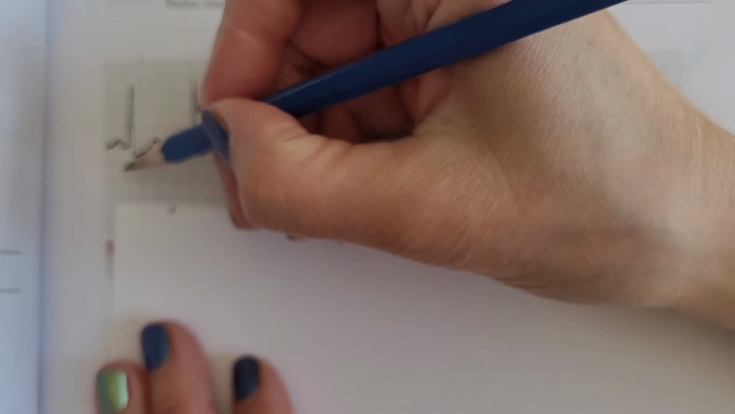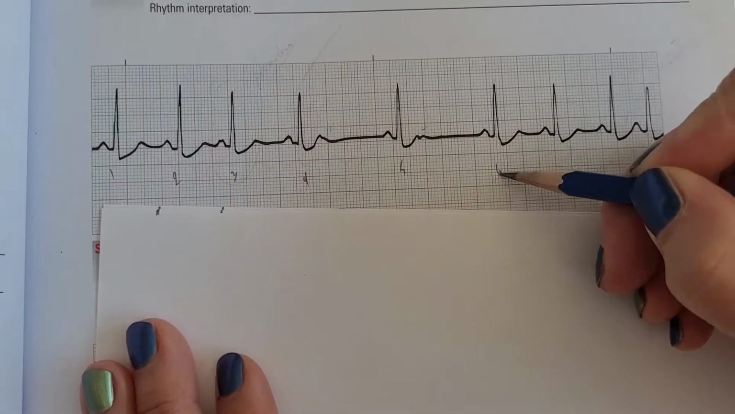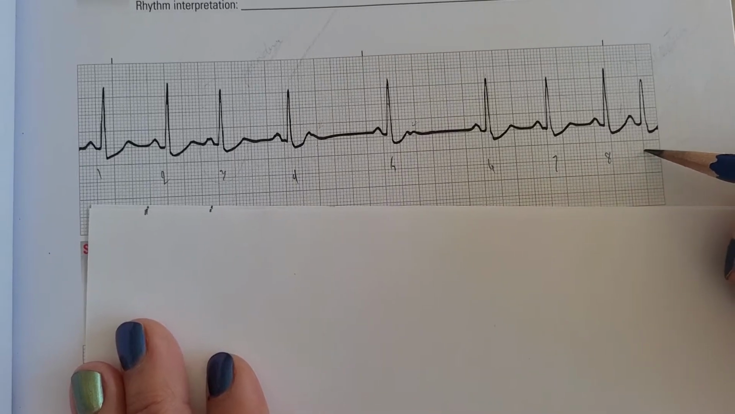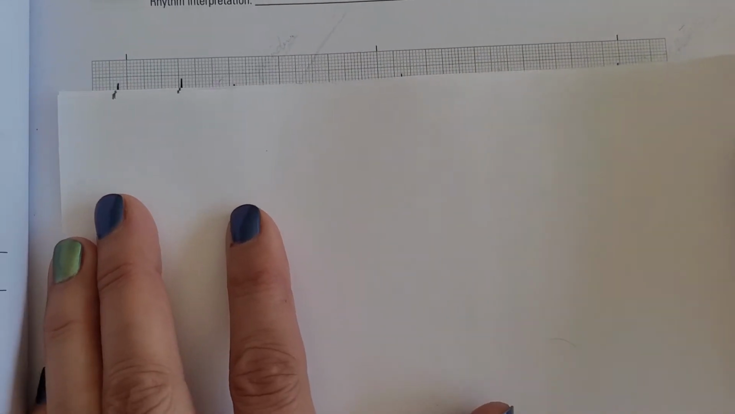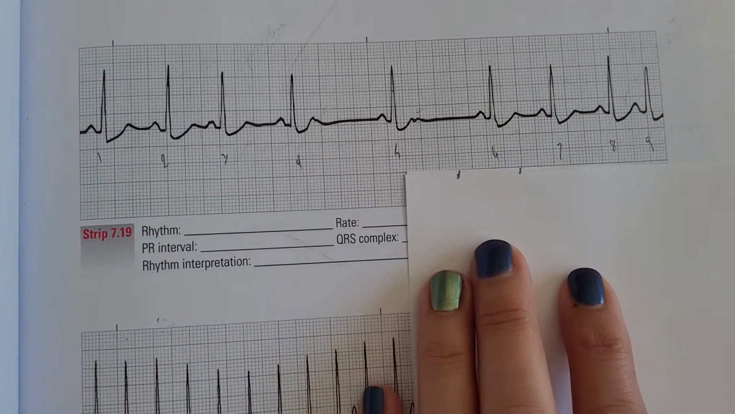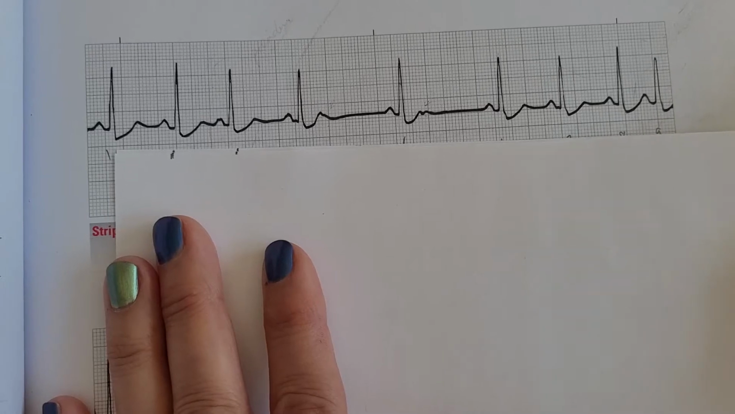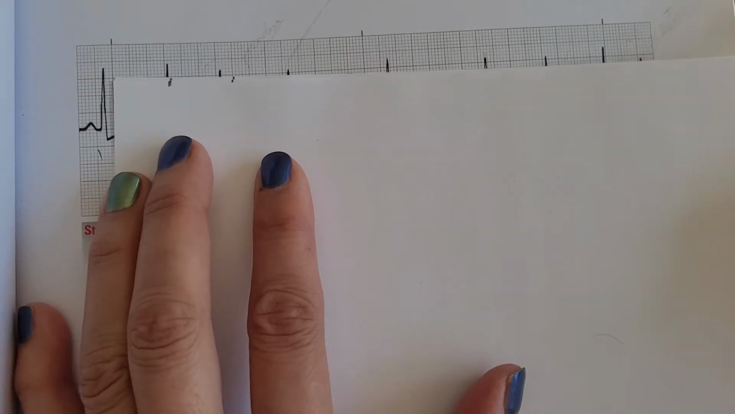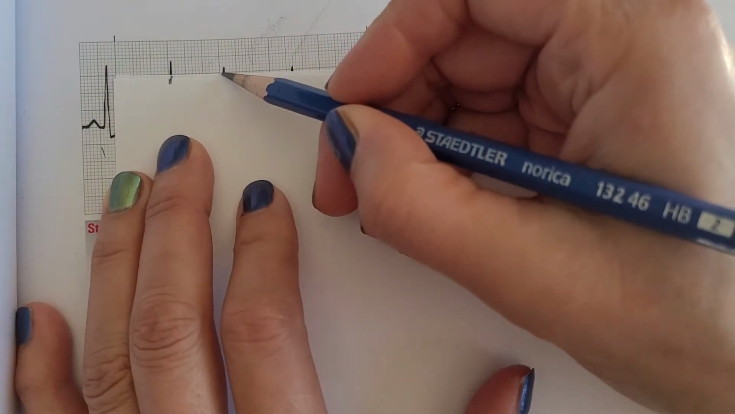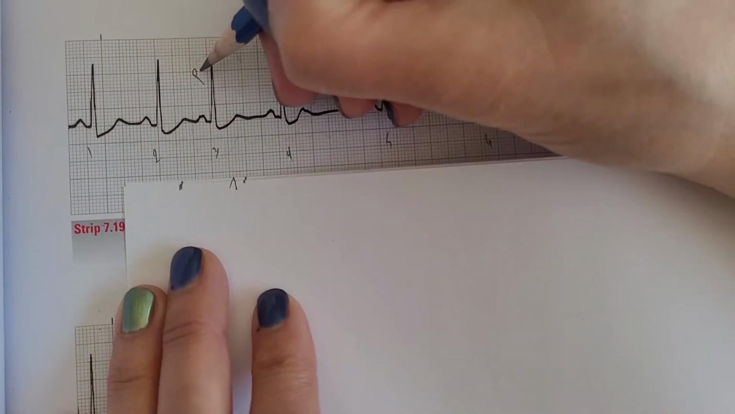Okay, so if we number these as 1, 2, 3, 4, 5, 6, 7, 8, and 9, if this is the regular interval because the interval between 1 and 2 is regular, and 7, 8, and 9 are also regular, let's consider that for a moment to be the regular RR interval. If that's the case, then complex number 3 comes in early. Therefore, it's premature.